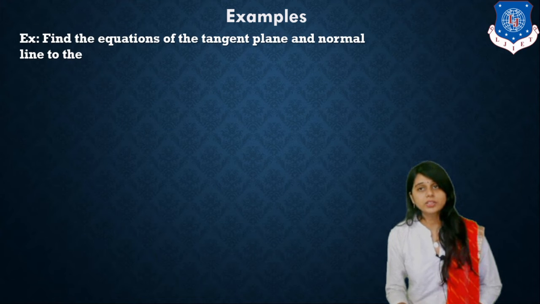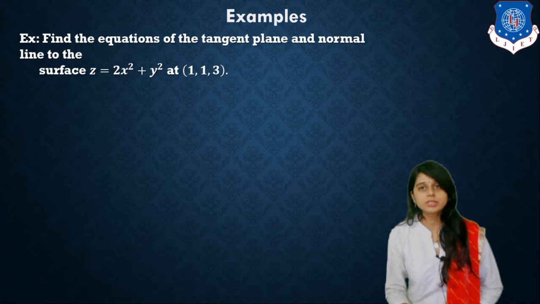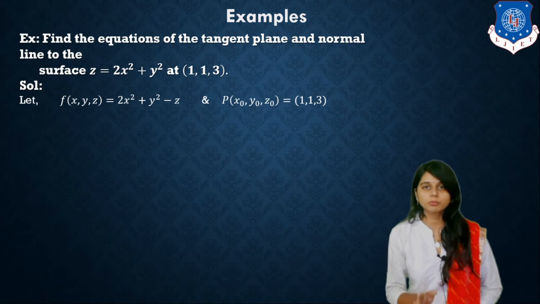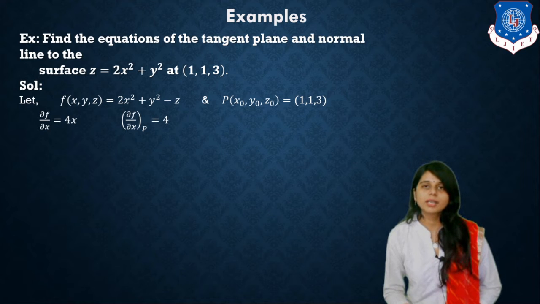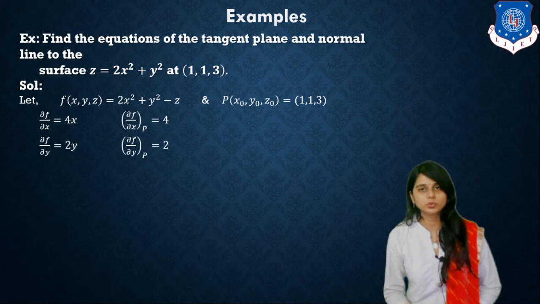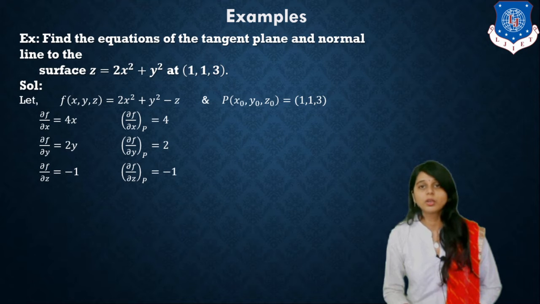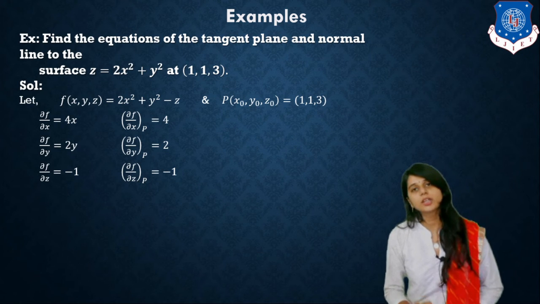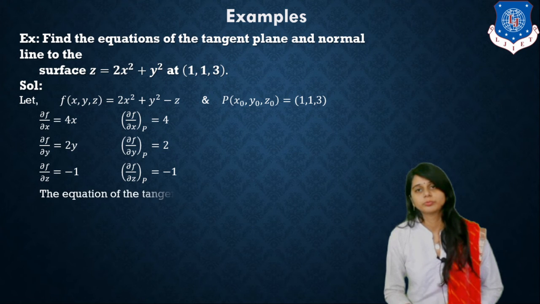Find the equation of the tangent plane and normal line to the surface z equal to 2x square plus y square at the point (1, 1, 3). Now what is our function? The function is z equals 2x square plus y square. So we take 2x square plus y square minus z, and the point is (1, 1, 3). What is del f by del x? It is 4x. Del f by del y? It is 2y. Del f by del z? It is minus 1. Put the value of P (1, 1, 3), we get del f by del x at point P is 4, del f by del y at point P is 2, del f by del z at point P is minus 1.